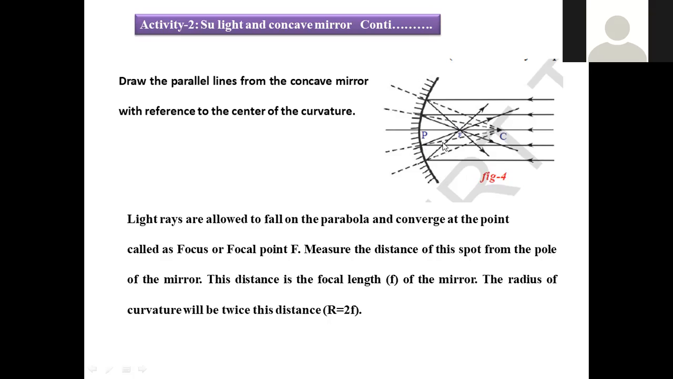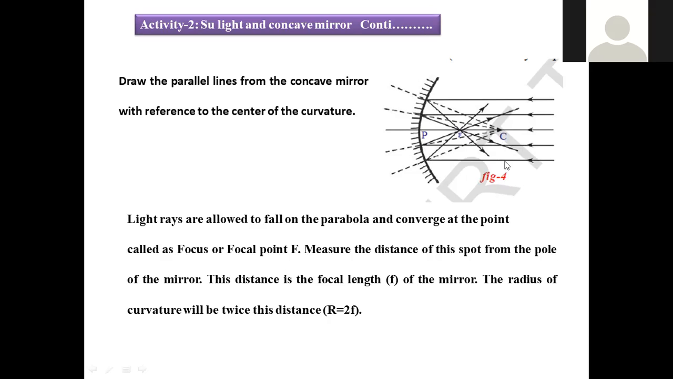Being a concave mirror, what happens always? Light rays will be converged. Converged means they get united at a particular point. At which point can you see that kind of convergence? At a point called the center of curvature, C. At that point, all the light rays got united, right?